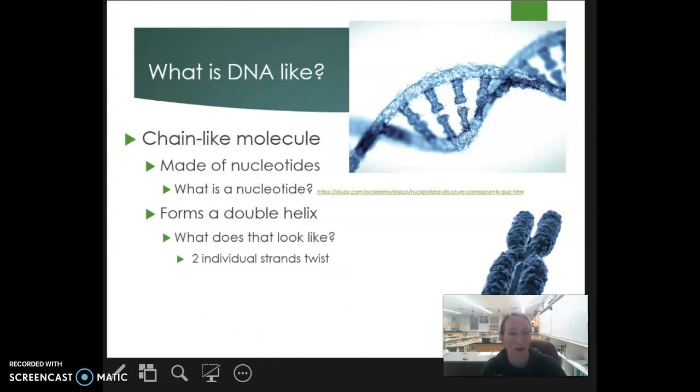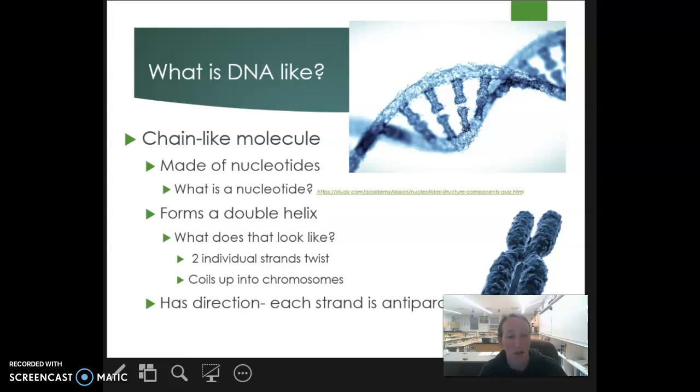So what does your double helix look like? It is two individual strands all twisted together right here. So here's a good example. There's one DNA strand, that's your sugar phosphate backbone, and then this right here is what your nitrogenous bases are. So that's one DNA strand, and then you have the complementary DNA strand right here, also made up of a sugar phosphate backbone, and then you have the other nitrogenous bases that pair up with it. Now this DNA is going to coil up nice and tight, like from the video we showed you earlier, into chromosomes.